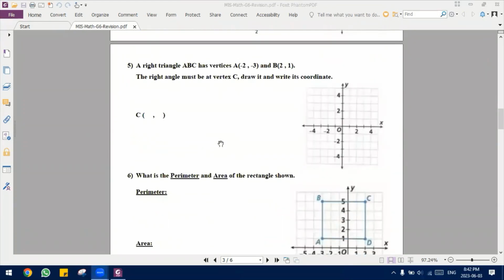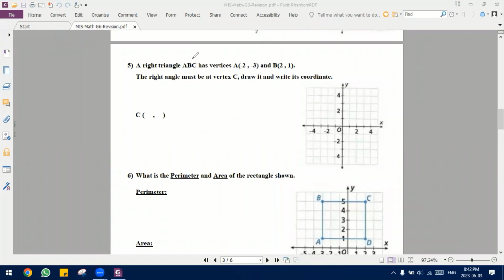Now, question 5. In this graph, there is a right triangle ABC, and we have its vertices A and B given. The right angle must be at vertex C. So the right angle means 90 degrees, so the right angle has to be on C. Draw it and write its coordinates.